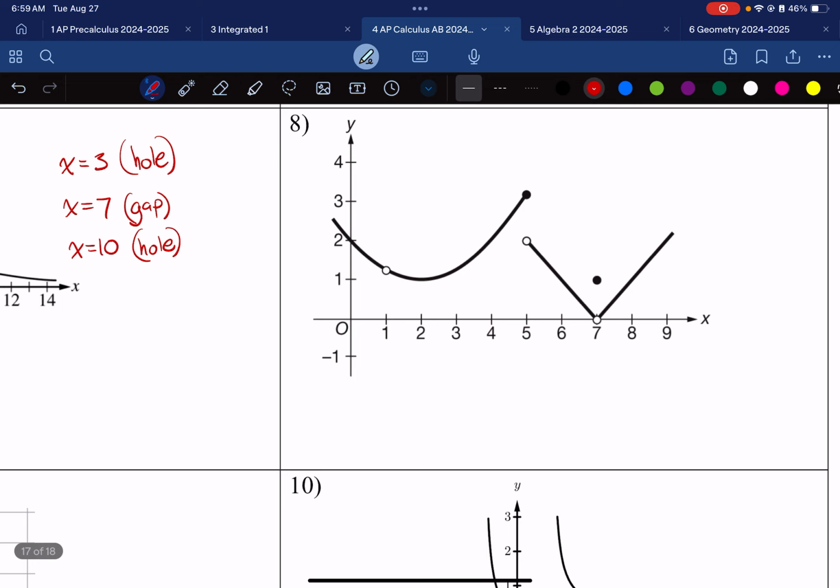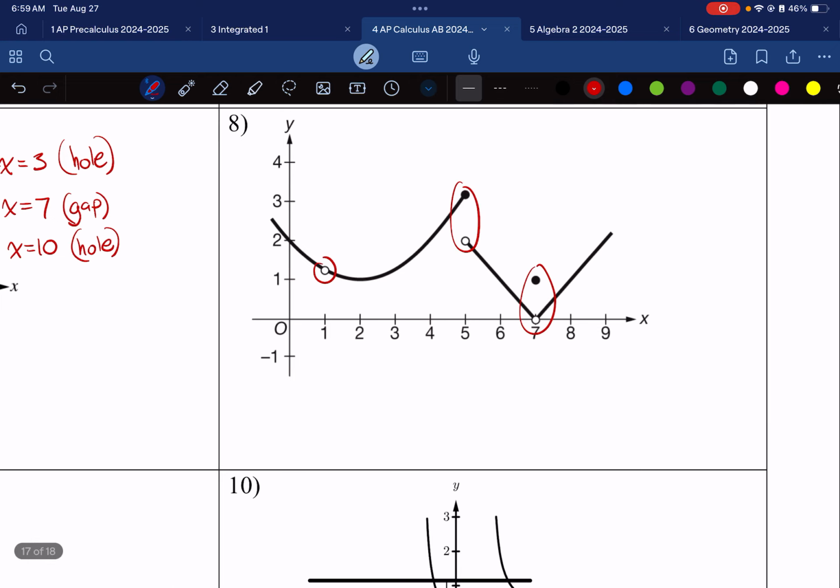In number 8, I have a hole here, I have a gap here, and a hole here. So let's go ahead and identify those. x is equal to 1, x is equal to 5, and x is equal to 7 with a hole, with a gap, and with another hole.